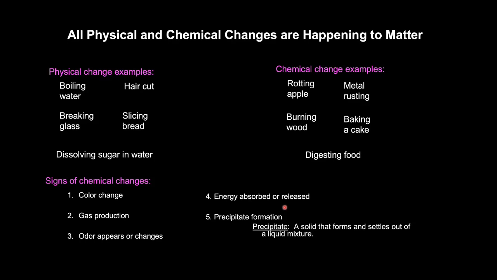Burning wood is also oxidation. The carbon in the wood reacts with oxygen, and that creates ash and smoke. And baking a cake. With baking a cake, you've got baking soda and baking powder. When heated, that's going to release a gas, and therefore that's going to cause your cake to fluff up. And digesting food. When digesting food, the stomach acids are going to be breaking down the food in your stomach, and that's a chemical reaction that's not going to be undone.